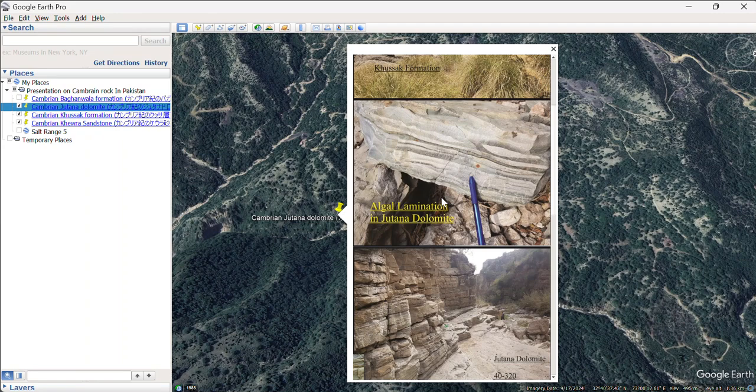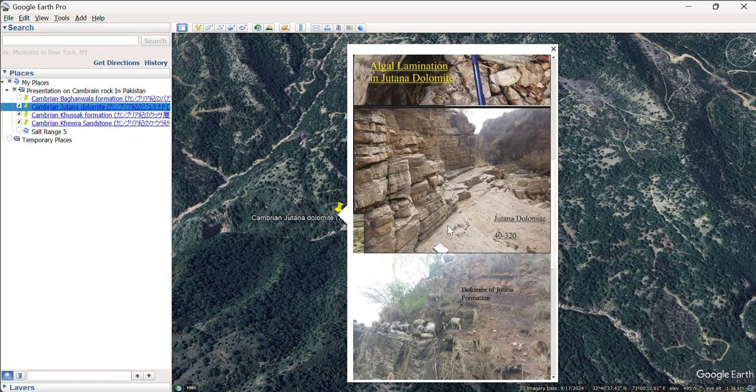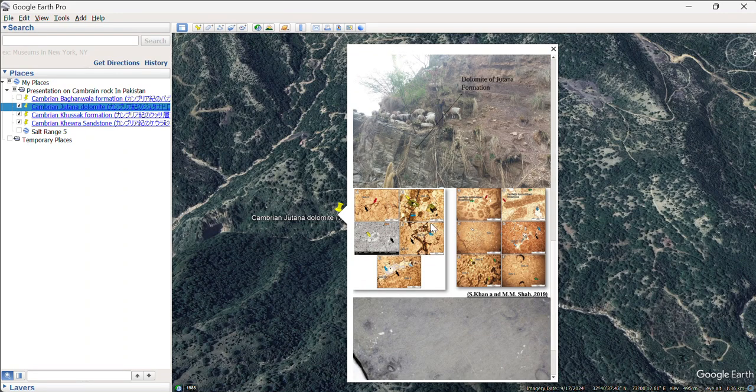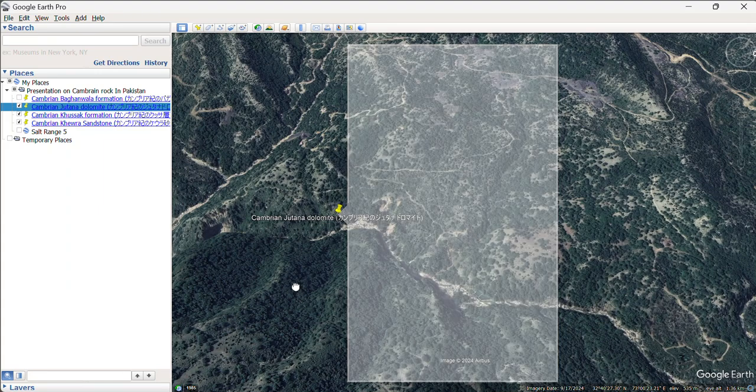This is the intertidal. Why? Because the algal laminations are present in this Jutana dolomite. This is the field outcrop of the primary dolomite. This is also primary dolomite. In the thin section analysis, we see the ostracods present, which also represent the intertidal setting.